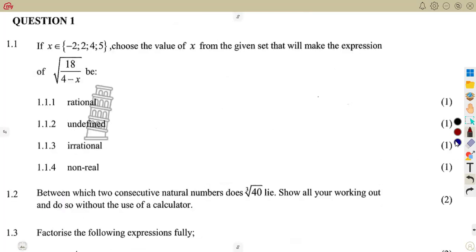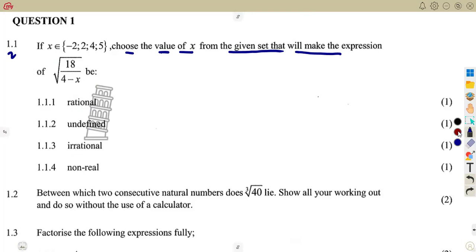All right. So this is it. On question number 1, you were given on 1.1, if x is an element of these values, these are the values that represent x. For each value of x that you're given, we are being asked to choose, from the given set, the value of x that will make this expression be what? This expression is supposed to be rational. It can be undefined. It can be irrational. It can be non-real.